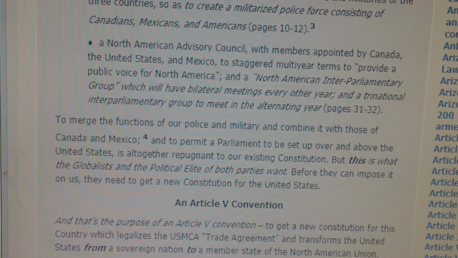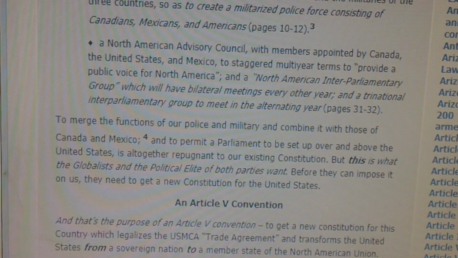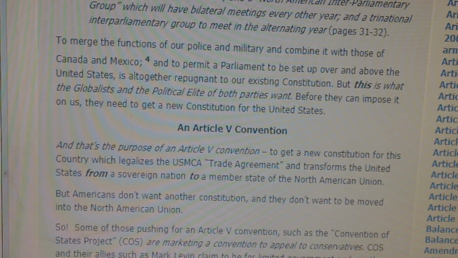A North American Advisory Council with members appointed by Canada, the United States, and Mexico, in staggered multi-year terms to provide a public voice for North America, and the North American Inter-Parliamentary Group, which will have bilateral meetings every year, and a trilateral group to meet in the alternating years. To merge the function of our police and military and to combine it with Canada and Mexico and to permit a parliament to be set up over this United States, it's altogether repugnant to our existing Constitution.